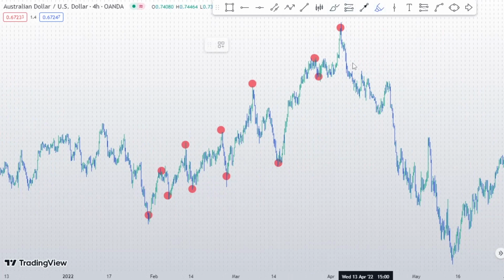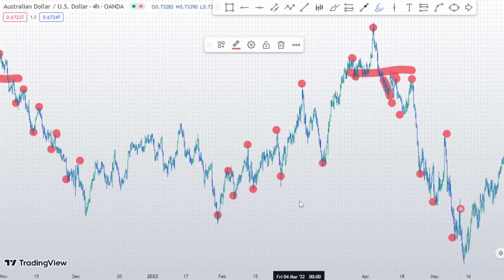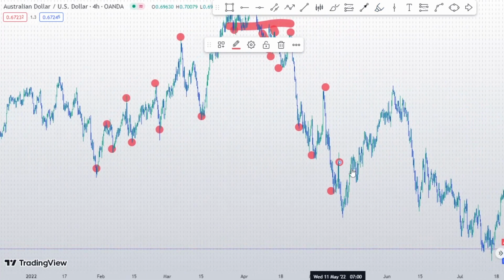The market broke the support here and came back to this level, retested the level, and after retesting the level, the market started to create a series of lower lows and lower highs, lower lows and lower highs. This is another example of change of trend.